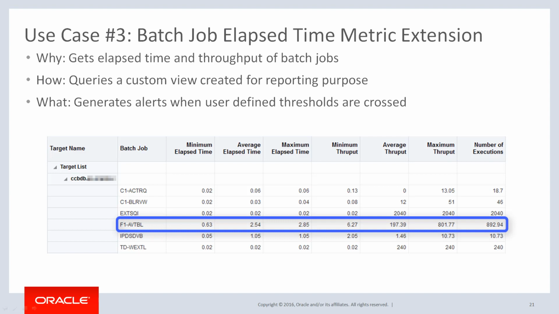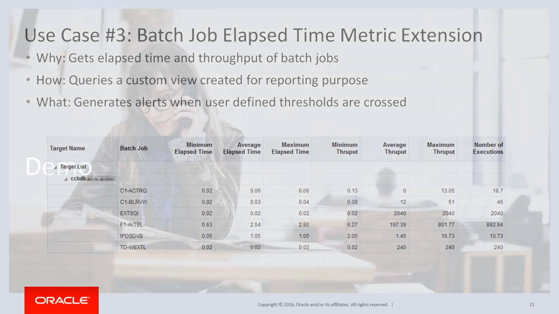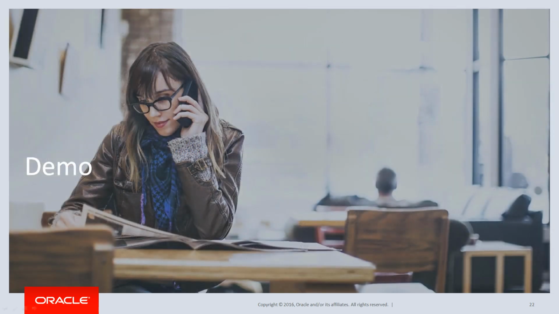In this example, an alert was triggered for the F1 batch job as the average elapsed time is unusually high. For the demo, we will explore how to navigate to the target homepage from the metric extensions page. From the target homepage, we will look at the results of a metric extension which has been deployed to that target. Following that, we will look at the features available to modify the threshold, compare targets, and compare keys.